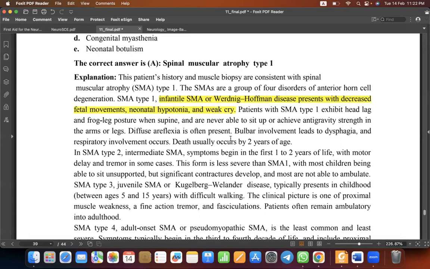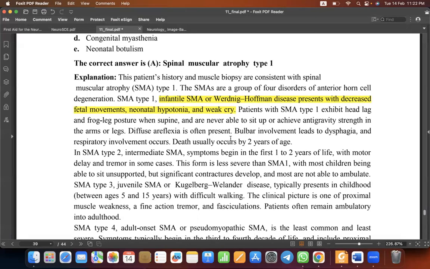Next is intermediate SMA. One life ends, another begins: SMA 1 ends, SMA 2 begins. It begins at approximately up to 2 years. The patient will have some motor delay, hypotonia, and tremor. The severity will be less. The most important thing we should remember is that the patient will have significant contractures as well. This is typical SMA type 2.